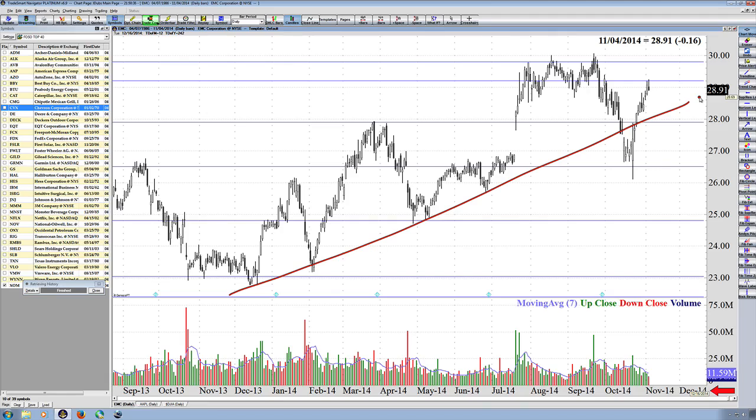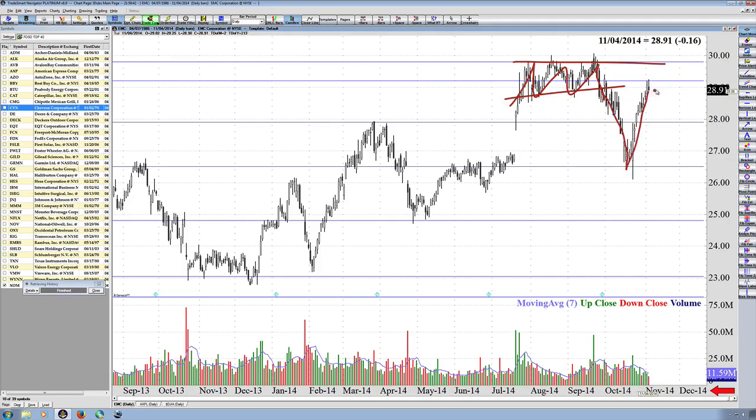So on EMC, we've run into resistance. We've got our triple top. We broke our neckline. We've rallied back into the triple top. Now we hit resistance with a shooting star and a bearish harami. That ain't good. We got a declining volume.